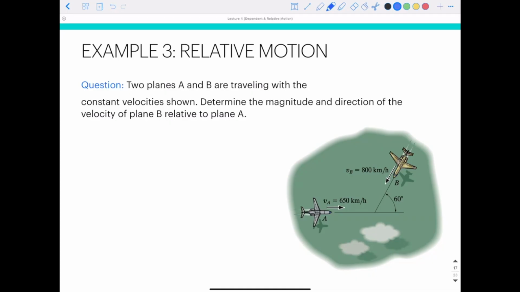Two planes, A and B, are traveling with a constant velocity as shown. Plane A is moving towards the right at 650 kilometers per hour, and plane B is moving 800 kilometers per hour downwards to the left, at an angle of 60 degrees with respect to the direction of motion of plane A. Determine the magnitude and direction of the velocity of plane B relative to plane A. To do that, we need to find v_B/A, and we know that's going to be equal to the velocity of B minus the velocity of A. Once we have this as a vector quantity, we can calculate the angle and the magnitude.